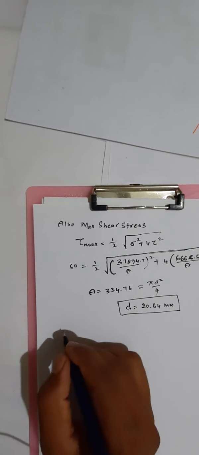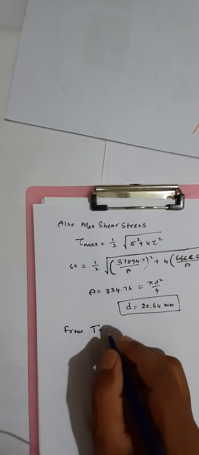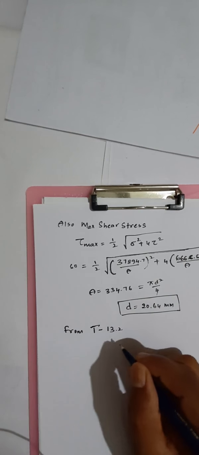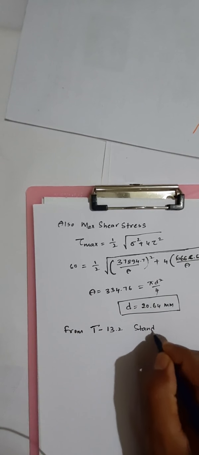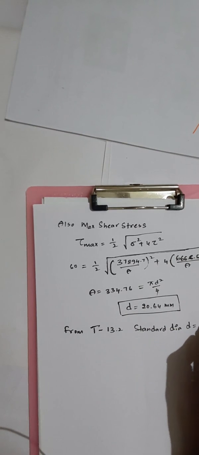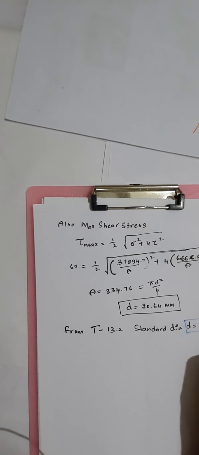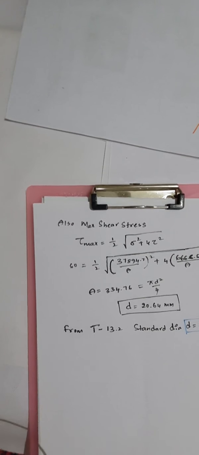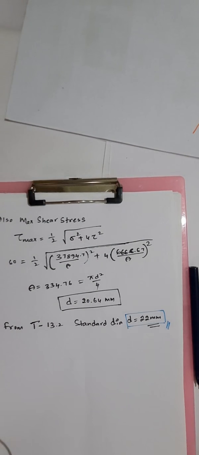So from table 13.2 from the design data handbook, the standard diameter d is equal to 22 mm. This is the diameter of the rivet. The standard diameter d is equal to 22 mm with respect to this given problem.